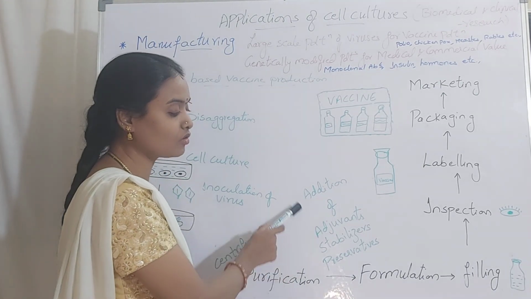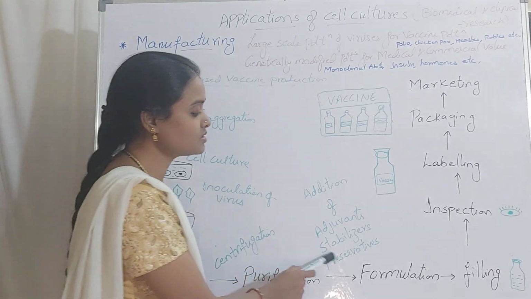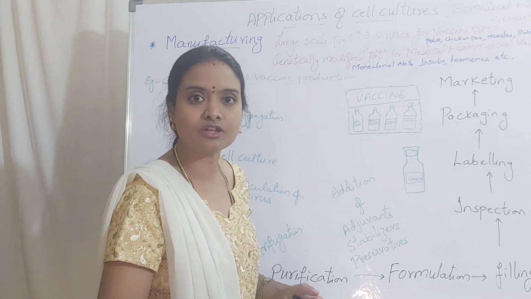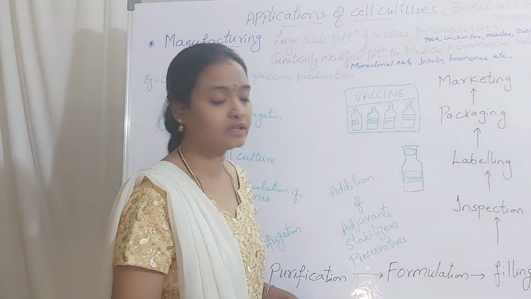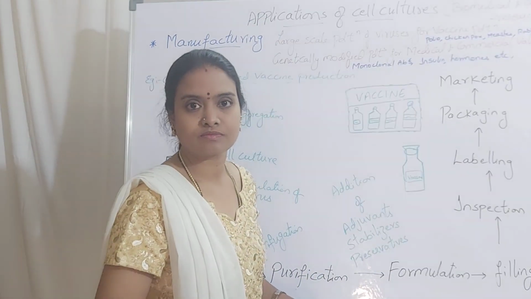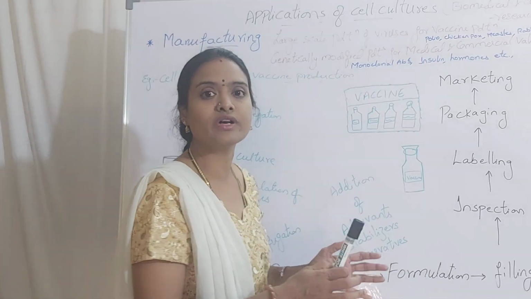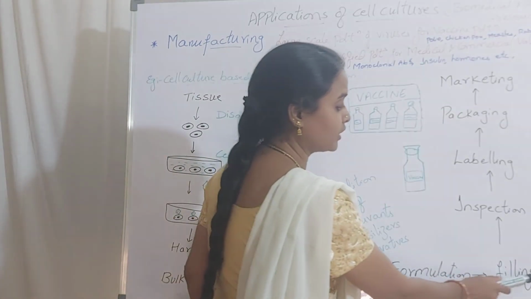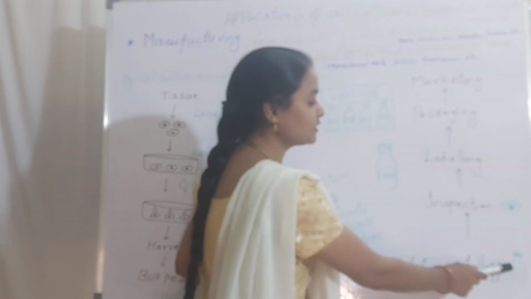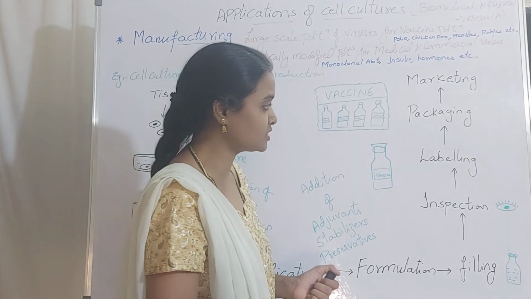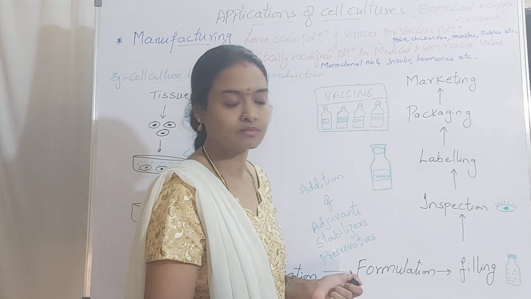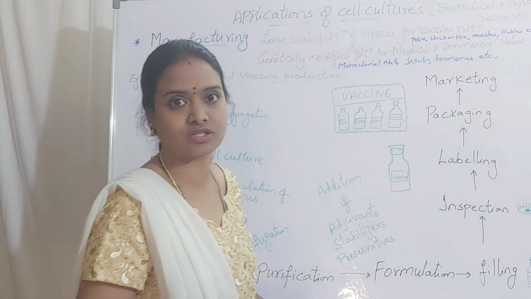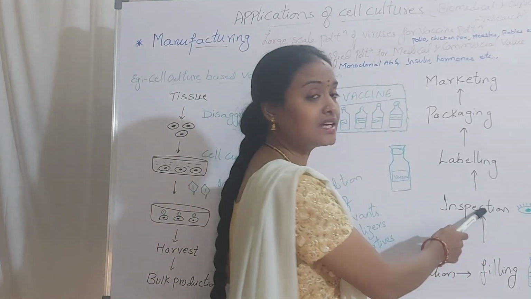Then after adding all these to the purified product, it is the formulation process. In the formulation process, all the contents present in the vaccine are formulated and sent for the filling process. Now you know the vaccine consists of so and so compounds and the composition of each compound. After that you fill them in the vials. The machine filling is done without any contamination; everything must be done under sterilized conditions. Once the vials are filled, they are sent for inspection.